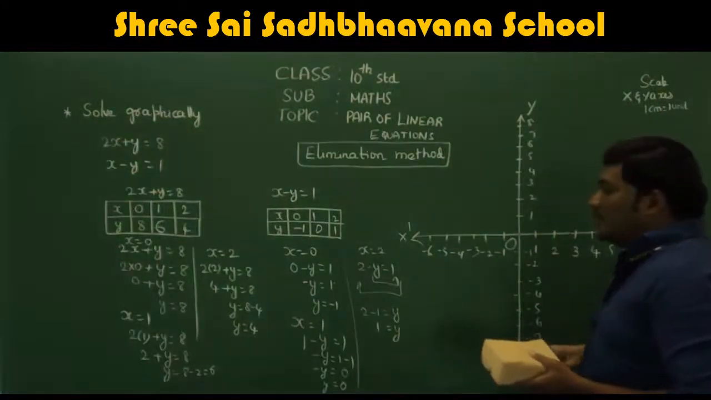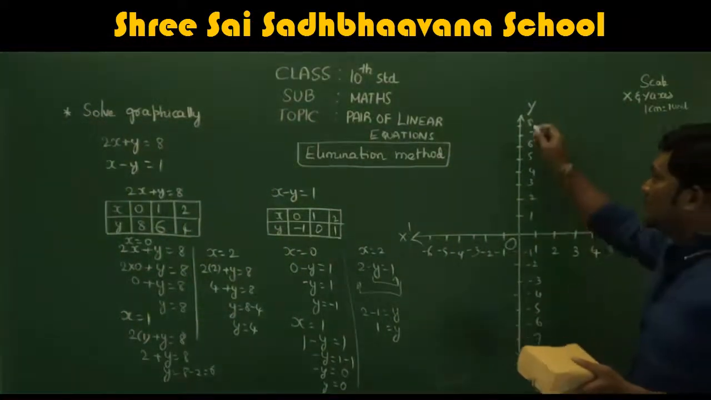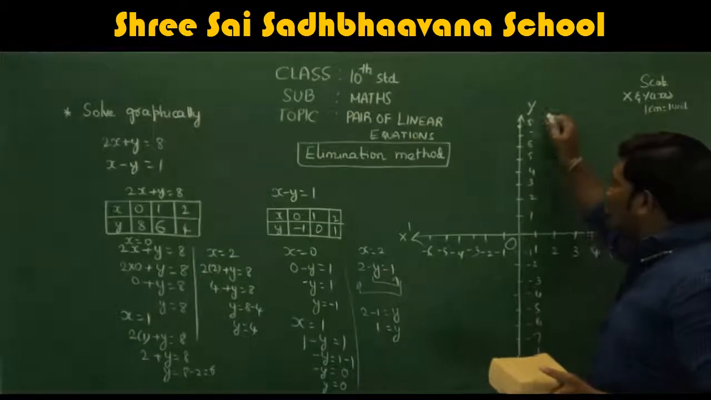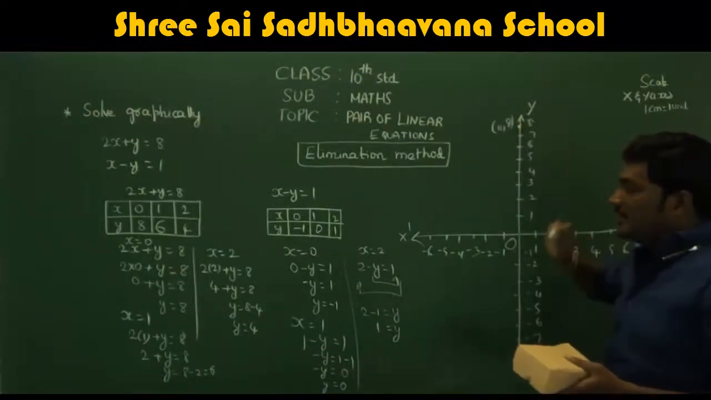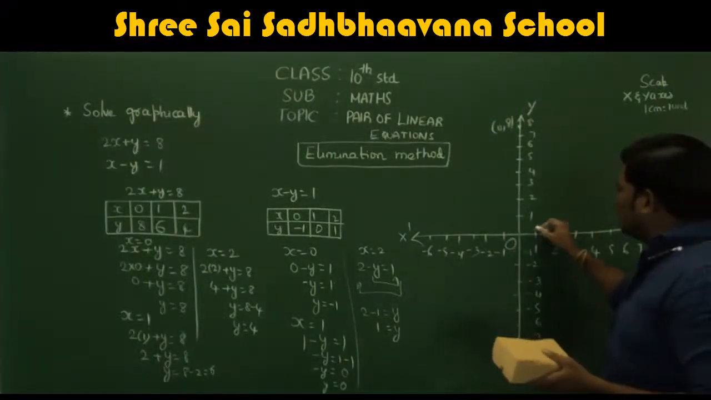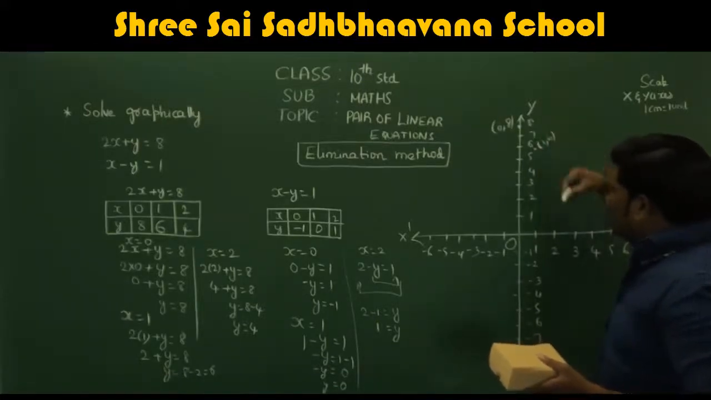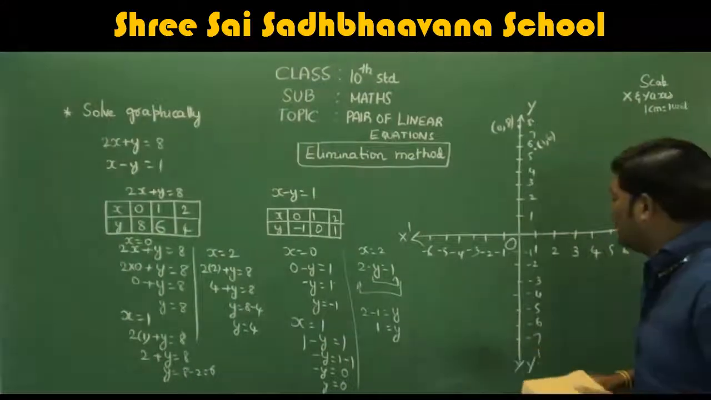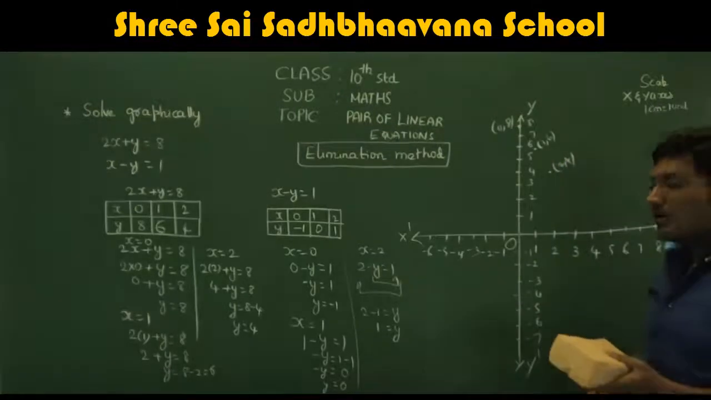I hope you understood. Now let me plot the values. So this will be 0, 8. Whenever you put a point, just write the coordinates, 0, 8. Next 1, 6. Again I am telling you, this is a rough sketch, so don't expect exact values here. I am just trying to make you understand. So this is 2, 4. I hope you know how to draw it.